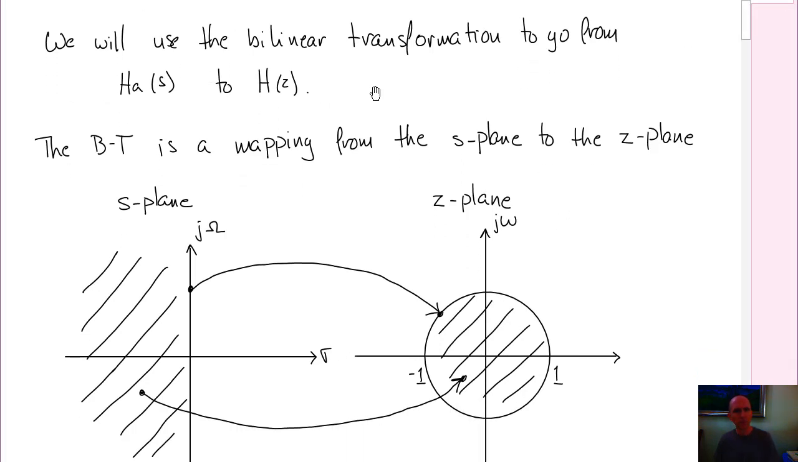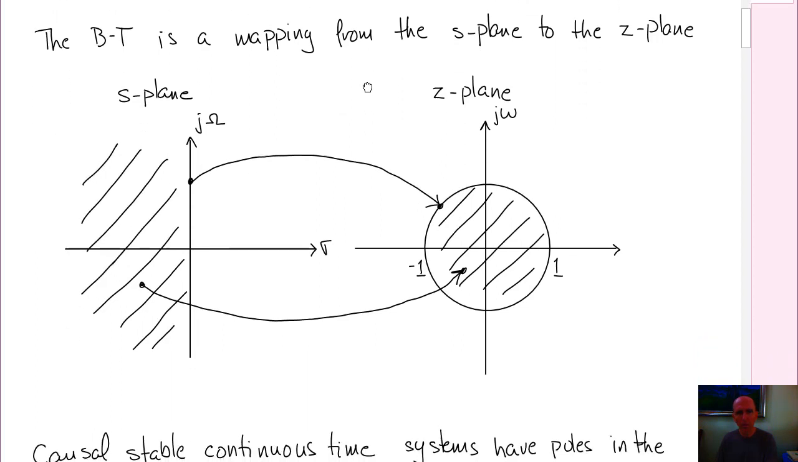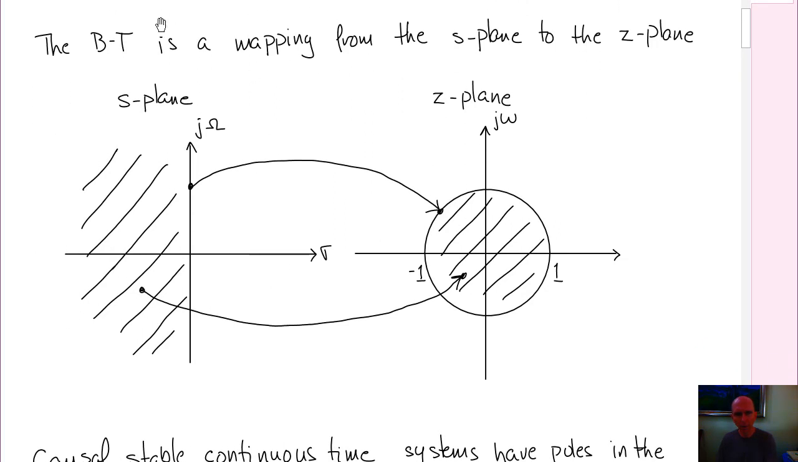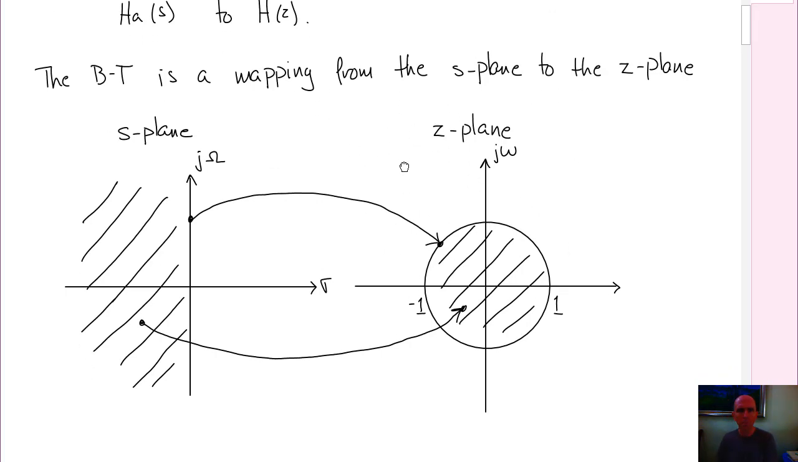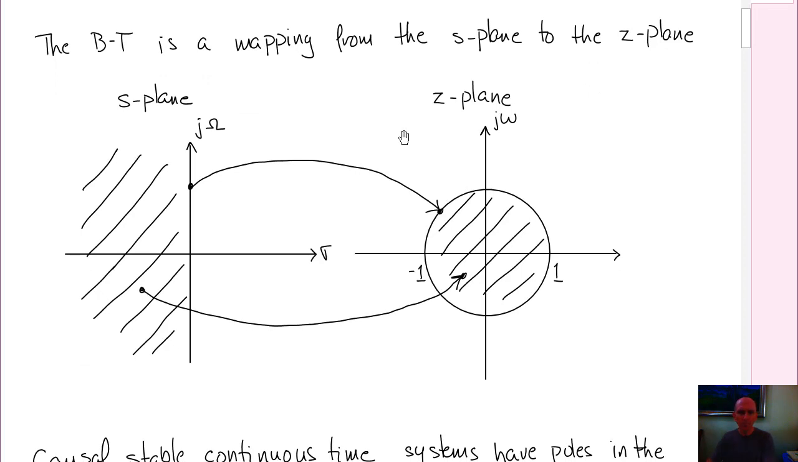As I write here, in the bilinear transformation, we go from H_A(s), our analog filter, to H(z), which would be our digital filter. So the bilinear transformation is really a mapping. We can think about it as going from the s plane, where H_A(s) is, to the z plane, where H(z) lives. Now, a couple of things.